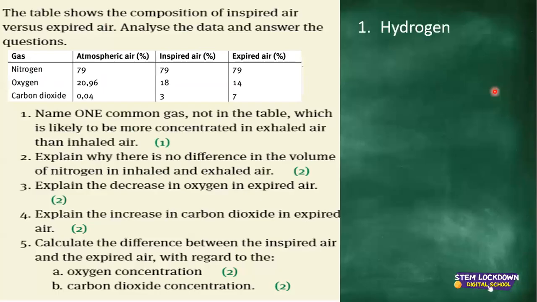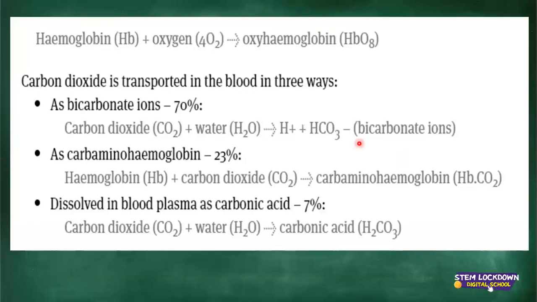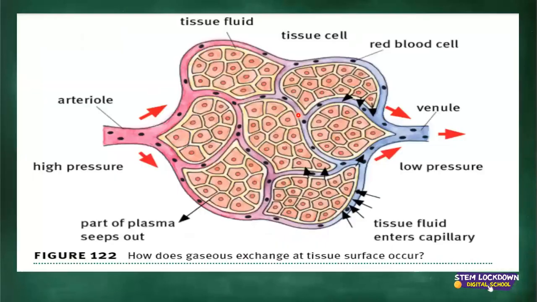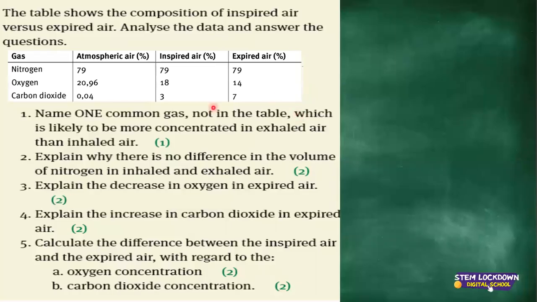Okay, let's go. It's fine. It is hydrogen, guys. Hydrogen. That's why I showed you this one here. Look, you have your hydrogen ion over there. So you see, hydrogen is a common gas. We know that. But it is not in this table here. And it is likely that it's more concentrated in exhaled air than in inhaled air.